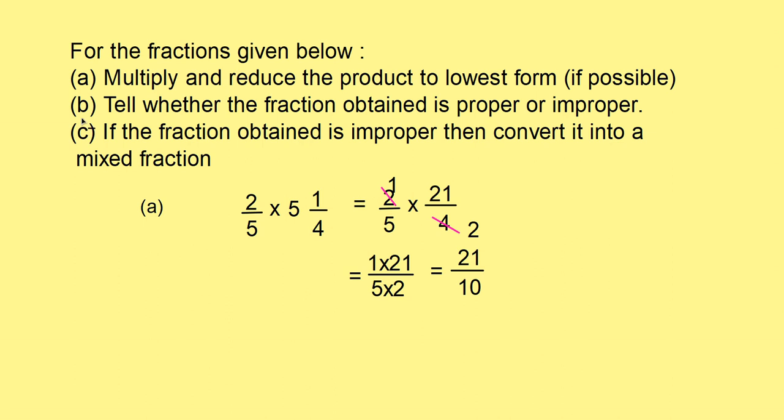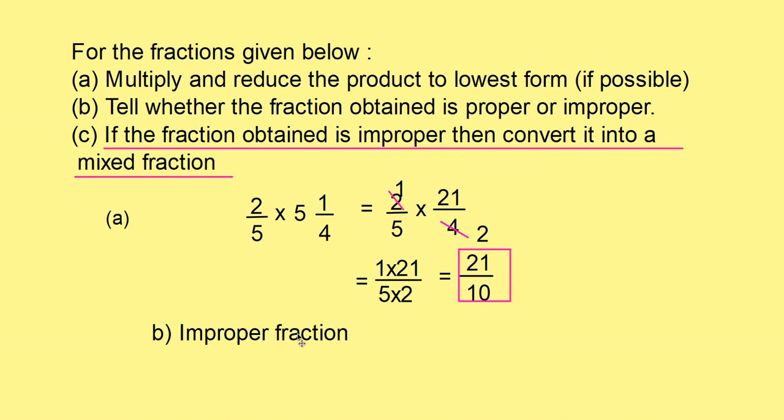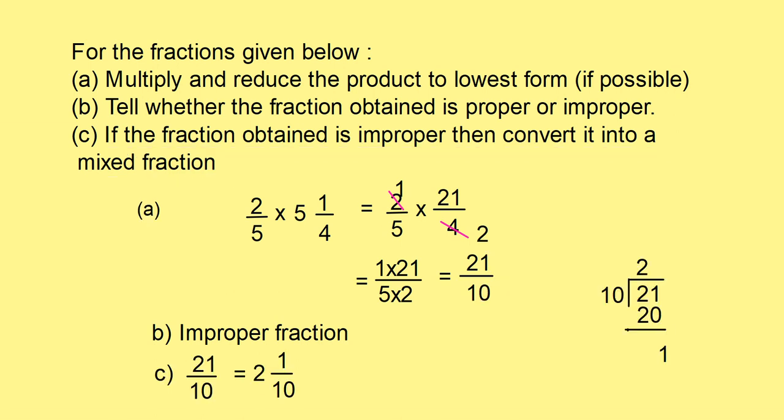Now you have to tell whether the fraction obtained is proper or improper. The answer is 21 by 10. You have to write whether it is proper or improper. Yes, it is improper. So you can write B, improper fraction. Now question C is, if the fraction obtained is improper, then convert it into a mixed fraction. So you divide 21 by 10. You will get 2 as quotient and 1 as remainder. So 21 by 10 you can write as 2, 1 by 10.